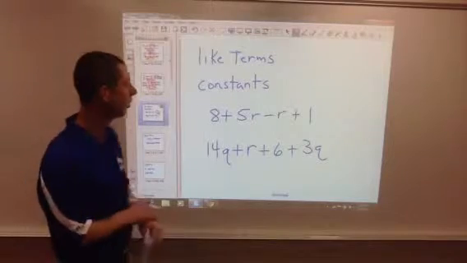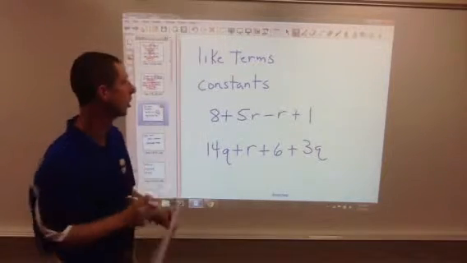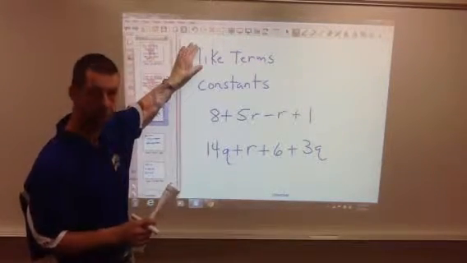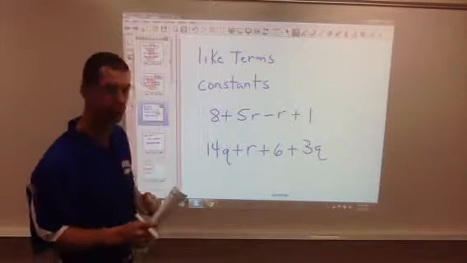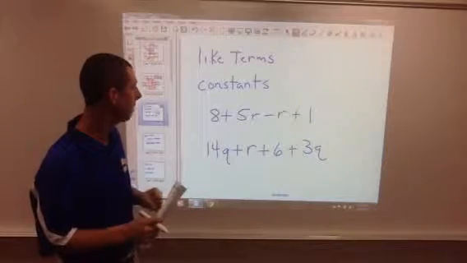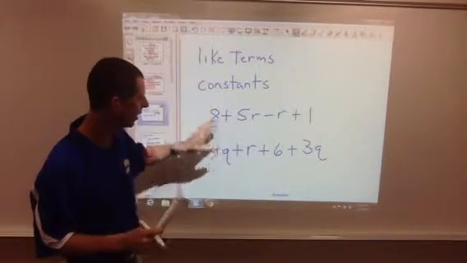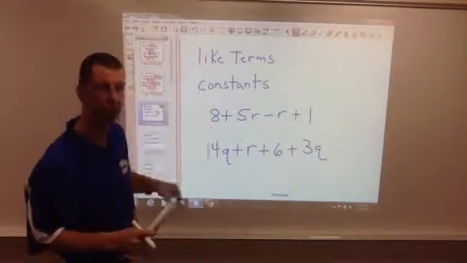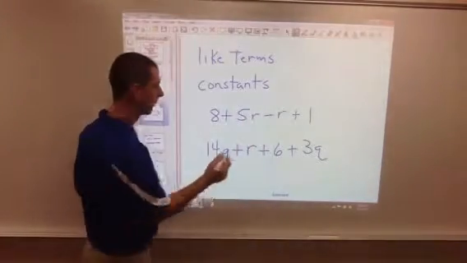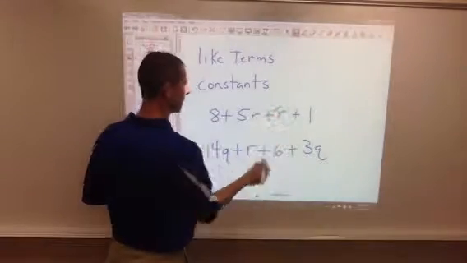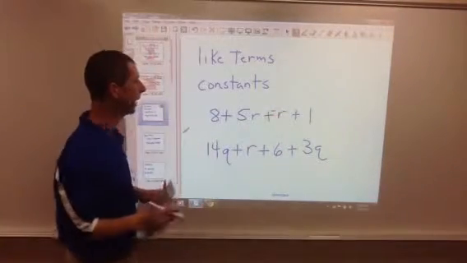Okay, another thing you're going to have to be able to do on the test is pick out like terms and name them. And you're going to have to be able to pick out constants and name them. Okay? So if we take a look at these two problems and we find the like terms and constants, let's take this one first. Add the opposite right off the bat.